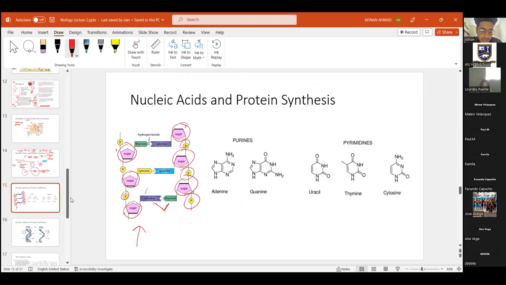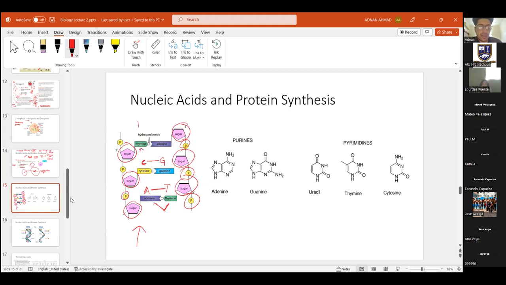So this is adenine. We represent this with A. And on this side, we have T. There will always be a pair of A and T. You should remember this. Then we will have cytosine, and we have another type of nitrogenous base, guanine, which we represent with G. So A and T will always make a pair, and G and C will always make a pair.